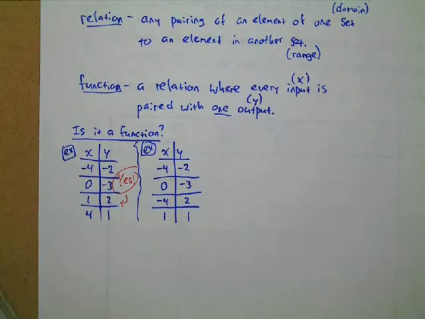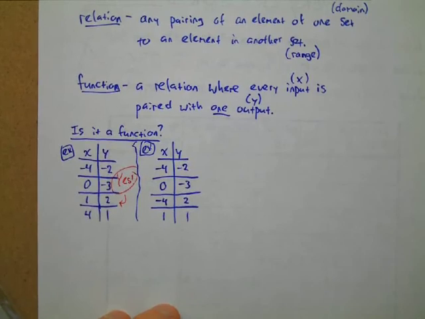All right, what about this table? Is this relationship, right? We're relating things, right? An x with a y, an x with a y, an x with a y, an x with a y. Is this relation, though, is it a function? Is every input paired with one output? Is every x paired with only one y value? No. Where does it fail?